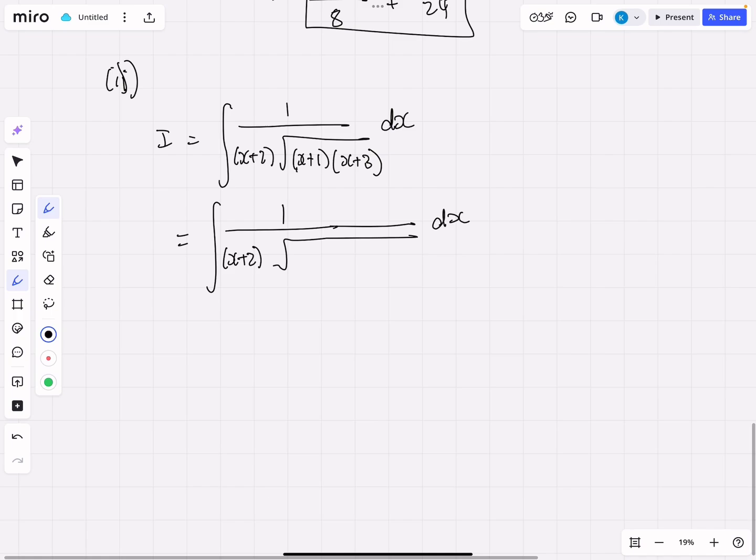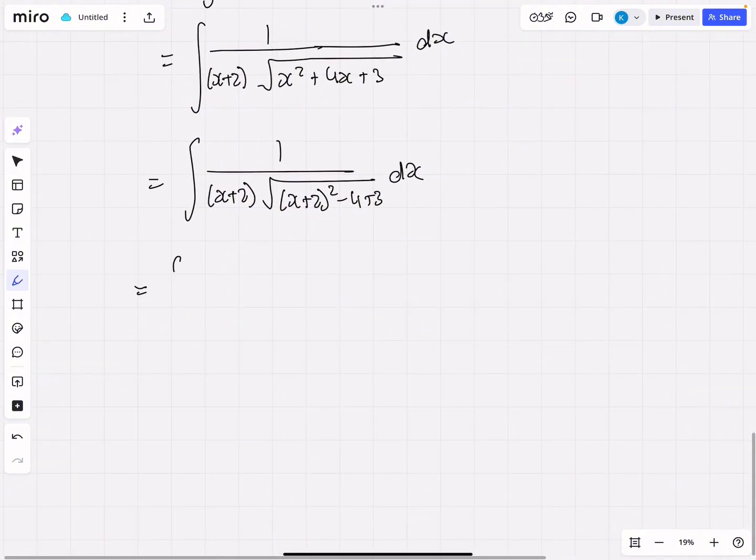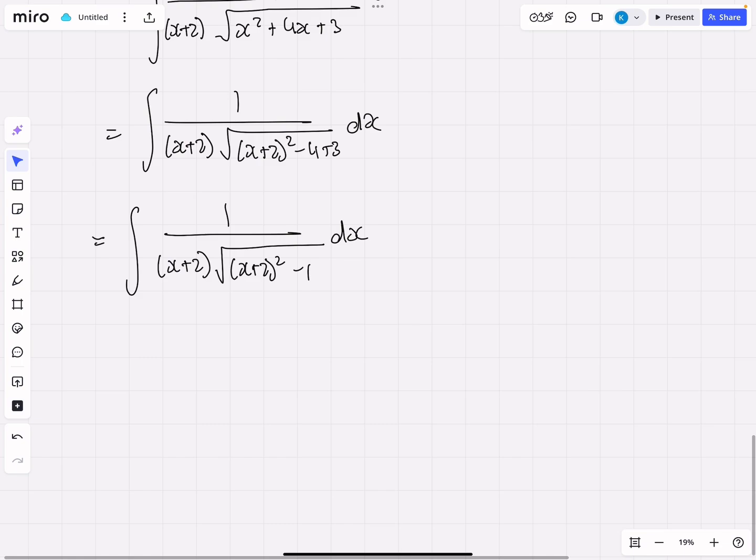So let's expand this out. What we're going to have is x squared plus 4x plus 3. Hopefully you can see that when we complete the square, we're going to have x plus 2 squared minus 4 plus 3 dx, to give us 1 over the square root of x plus 2 squared minus 1 dx. Now that looks quite similar to the integral we had in part I. So why not make the same substitution?